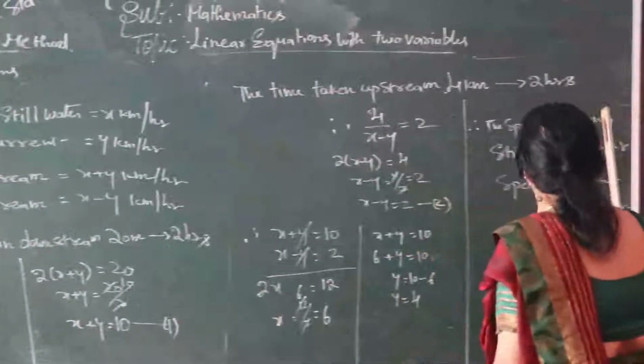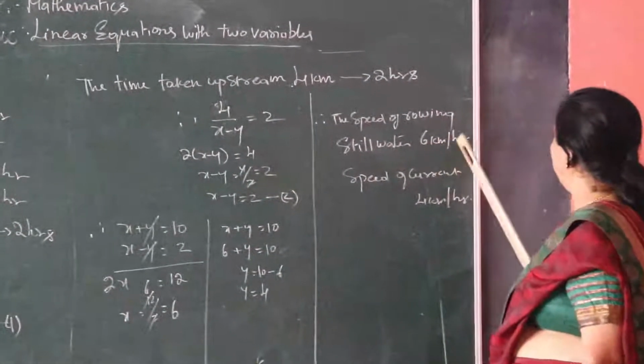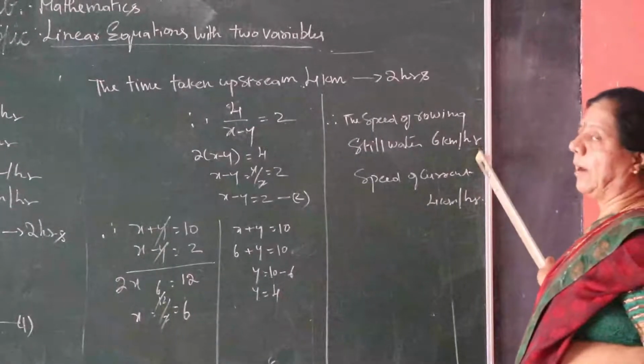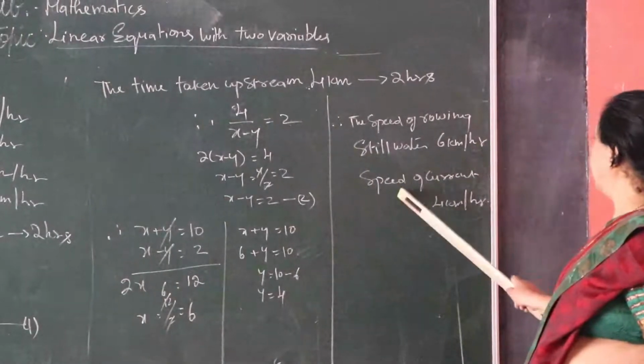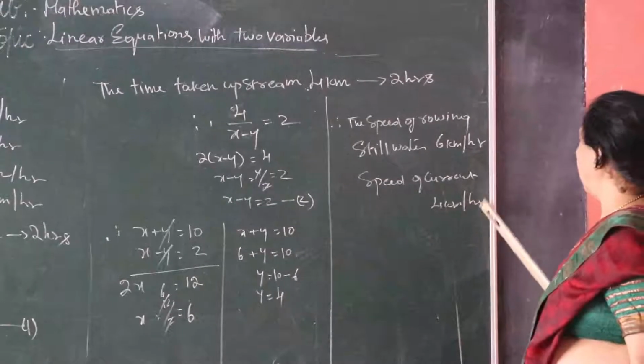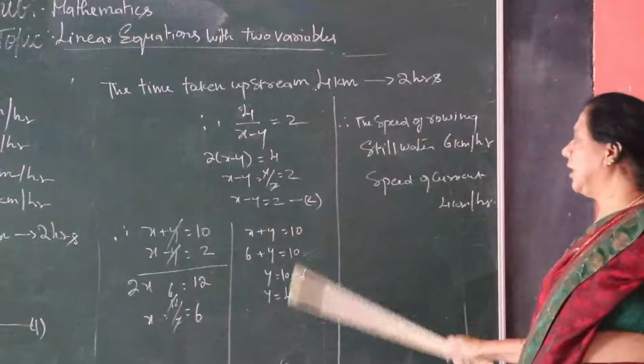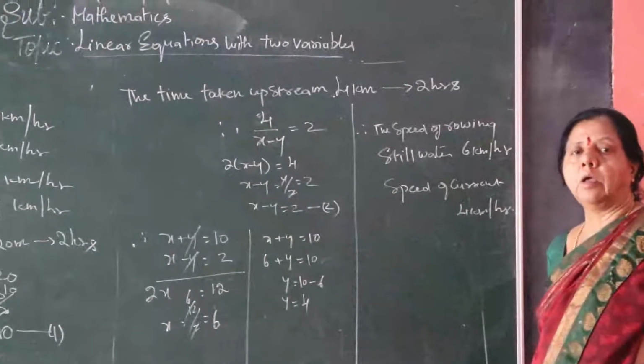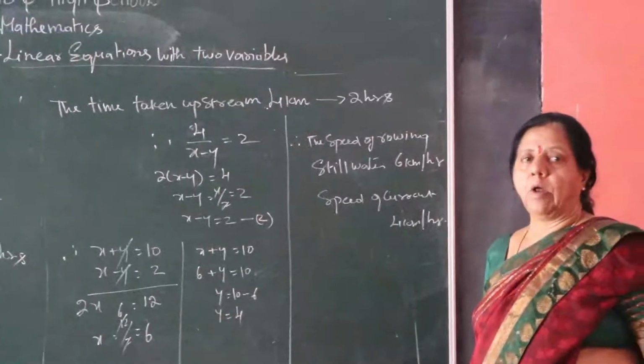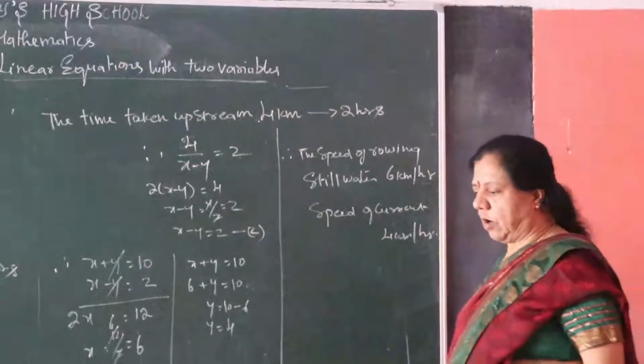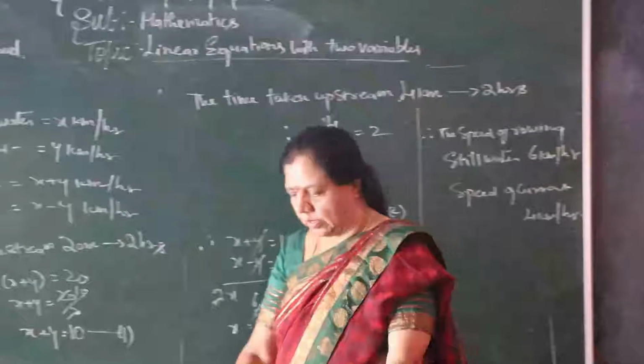Now the speed of the boat in still water is 6 km per hour. So per hour 6 km. Speed of current is 4 km per hour. So this is the way you have to solve the problem. Okay. One more sum I am going to teach now. So all of you be like that only.